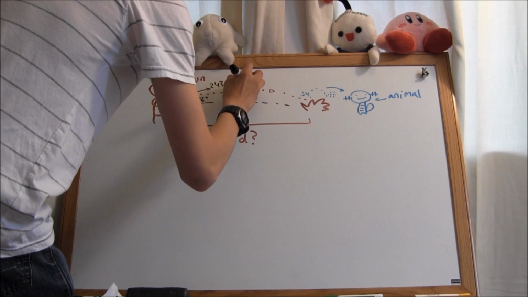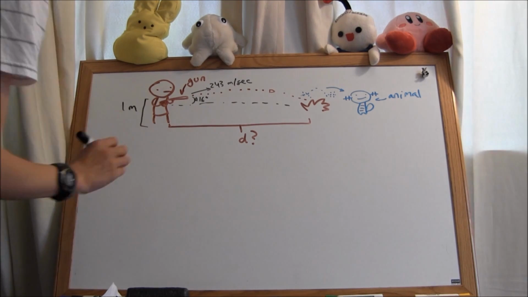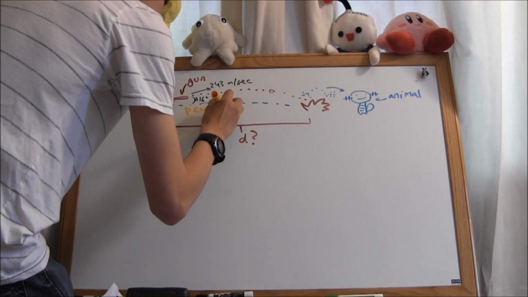The bullet is fired 0.16 degrees above the horizontal at 243 meters per second. Note that the bullet is fired at an angle, so 243 meters per second is not its horizontal speed. The bullet is fired at an initial height of 1 meter and falls to the ground.